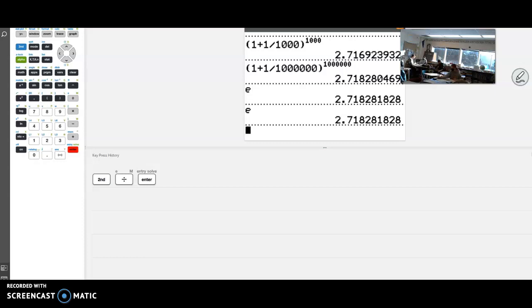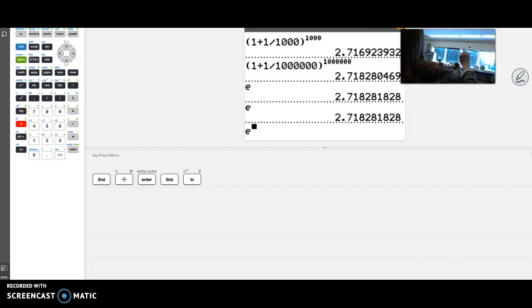There's another button, and it's right here. If you hit second and then the LN button, it'll bring you e to an exponent, which is what you're going to do more often than anything, so that's a good one to know as well. But that is the number e. So when you see e, think, oh, that's right, it's a number. You guys are probably getting used to the pi symbol, that that's a number, but e is going to be new to you for a little while until you get used to it.